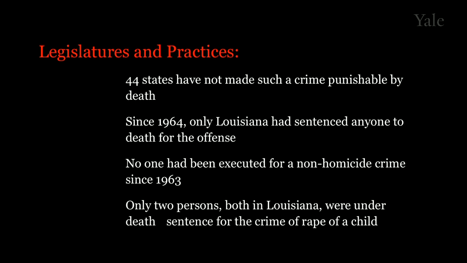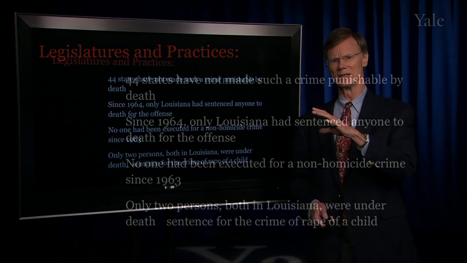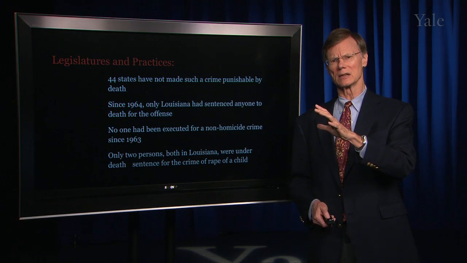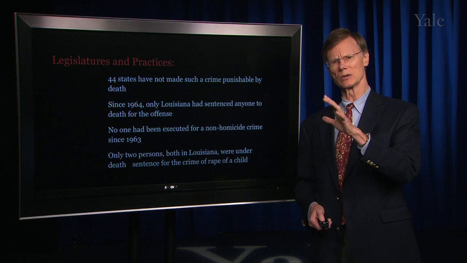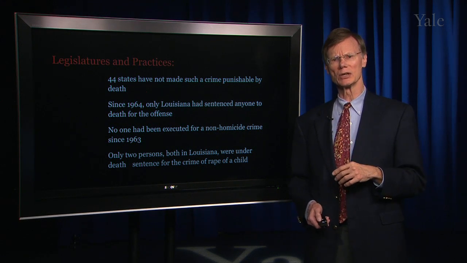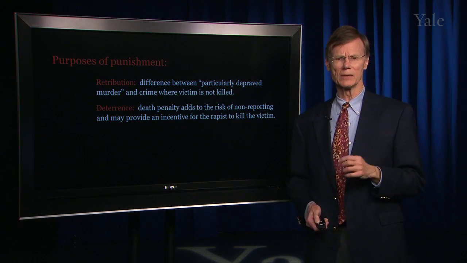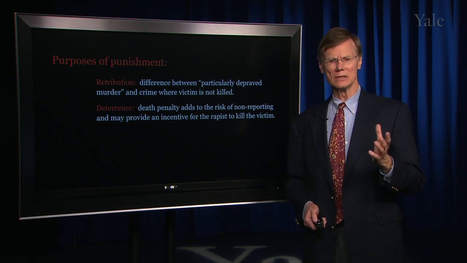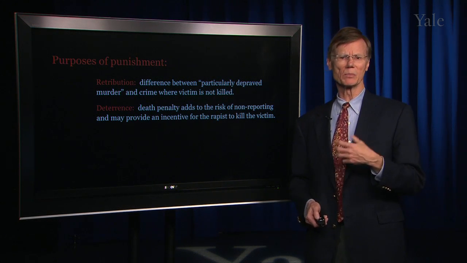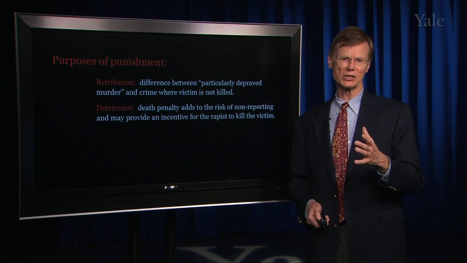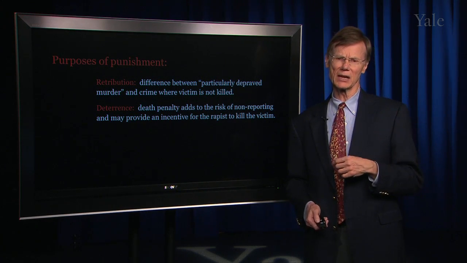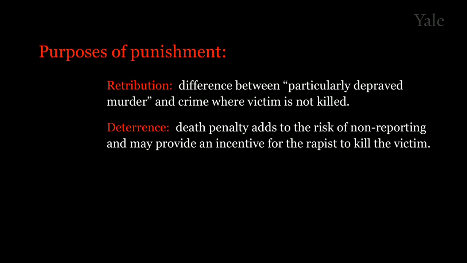There's no question the crime in this case, in any case involving a child and a sexual abuse of a child, is a horrible crime, but is the culpability of the offender such that death can be imposed? And the court here says we're not going to have the death penalty where there's not a loss of life. It points out that retribution, the difference between a particularly depraved murder where the person's killed and where the person is not killed, is a distinction that has to be made here. That deterrence, actually, this may cut against deterrence because Justice Kennedy sees a risk of non-reporting.